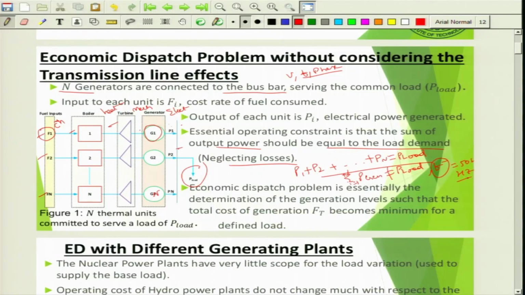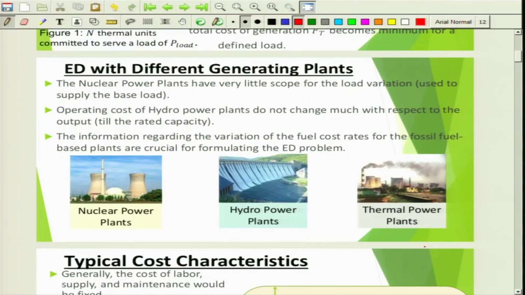So we need to maintain P generation equal to P load, and the economic dispatch problem is essentially the determination of the generation levels such that the total cost of generation, F_T, becomes minimum for a defined load. You can achieve summation of P gen equal to P load with any combination of generations, but the objective of the economic dispatch problem is to find that particular combination of generator outputs, so that not only do you meet P gen equal to P load, but you also achieve an important objective function, which is cost minimization. Now, economic dispatch with different generating plants.